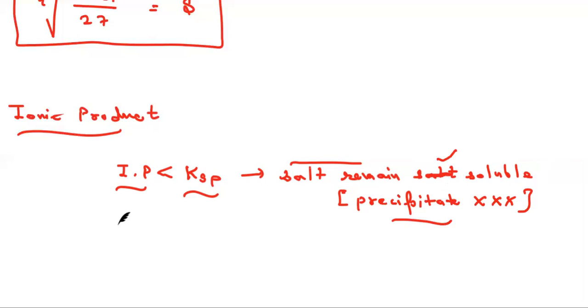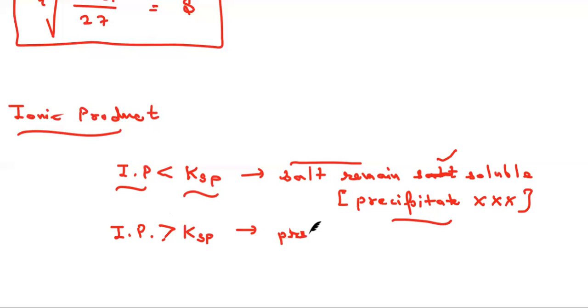Simple. But now if I say your ionic product is greater than the Ksp, it means the solubility product is going to be lesser. If Ksp is lesser, what do you think? Will the salt be soluble or will it form the precipitate? It will form precipitate, meaning it'll be insoluble. And what is the meaning of precipitate?